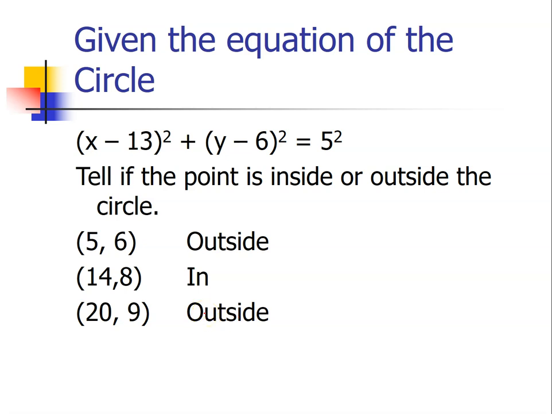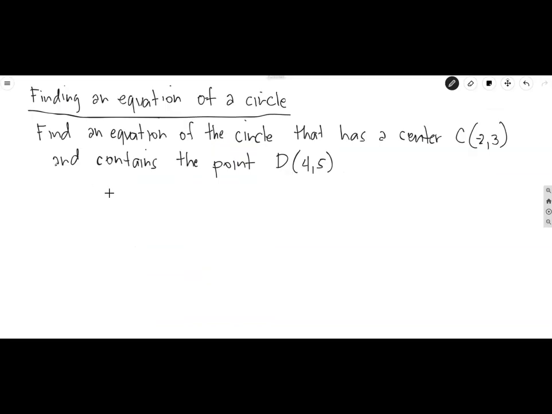Let's try some examples on how to solve equations of the circle. Let's solve this one: finding an equation of a circle. Find an equation of a circle that has its center at the point (negative 2, 3) and contains the point D at (4, 5). The equation of a circle is (x minus h) squared plus (y minus k) squared equals r squared.